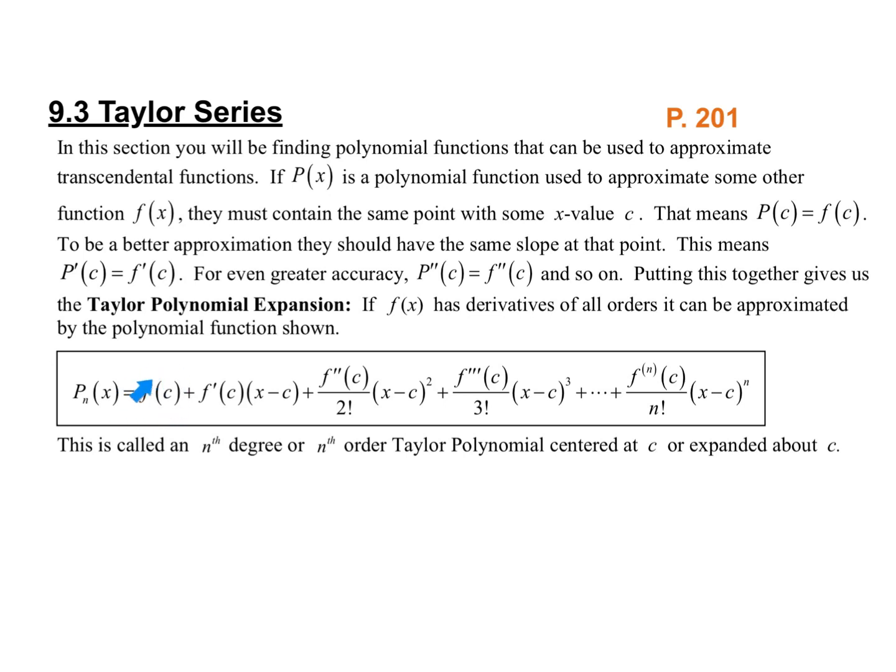We always have the first term is just f of c. Then the next term is going to be the first derivative at c times x minus c. This essentially is the difference between the point on the function and the point on the polynomial, because the polynomial that we're coming up with is at c, and that's our function. Then it's the second derivative over 2 factorial, not a coincidence. Second derivative, 2 factorial, and then this term is squared.